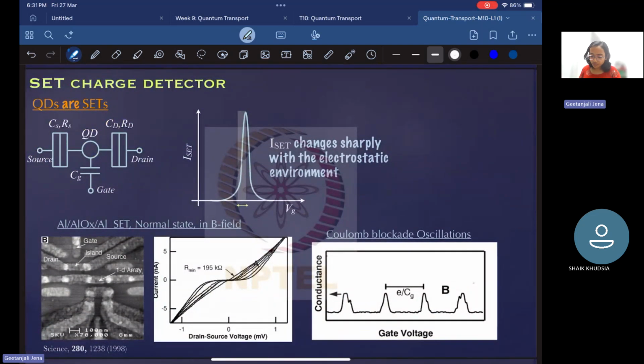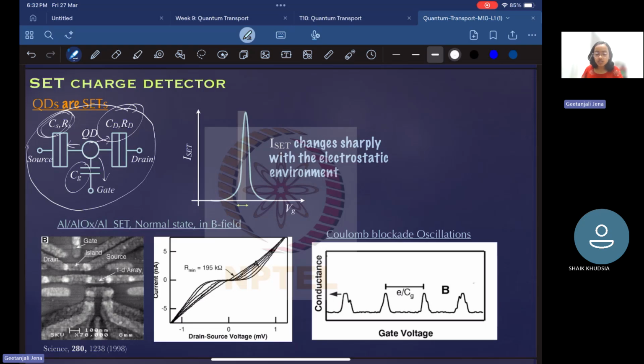As I said before, this is the circuit representation of a quantum dot SET, which is used for sensing the charge. As I said before, the quantum dot is relatively large and it is capacitively coupled to the gate. Also, it is tunnel coupled to the drain side and also to the source side. These are typical values for the capacitance of the source and the resistance of the source, drain, and the gate.